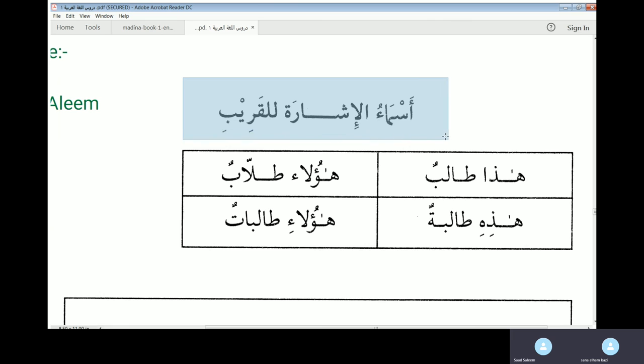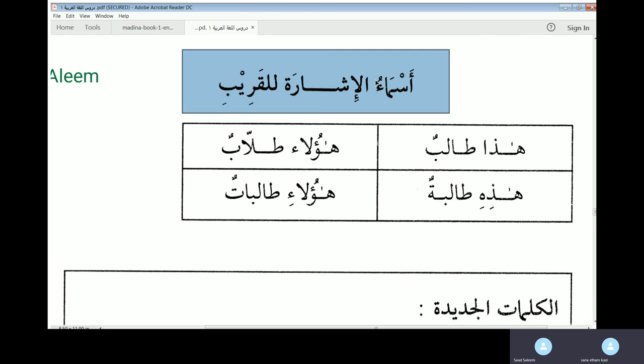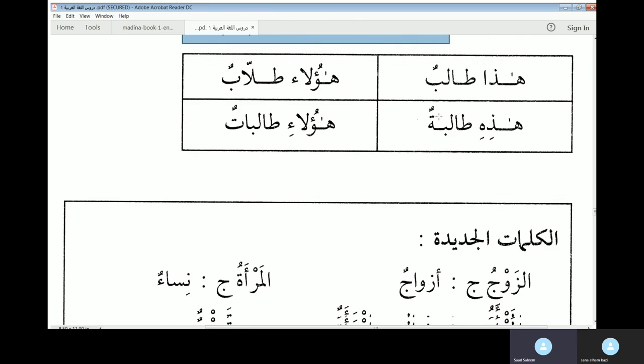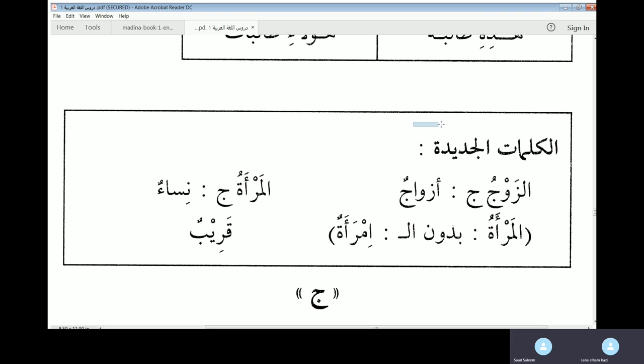Asmaul isharatil lil kharib. Haza talibun. Hazihi talibatun. Haulai tulabun. Haulai talibatun. So haza, hazihi, haulai, these three words are known as asmaul ishara lil kharib. Al kalimatul jadida.